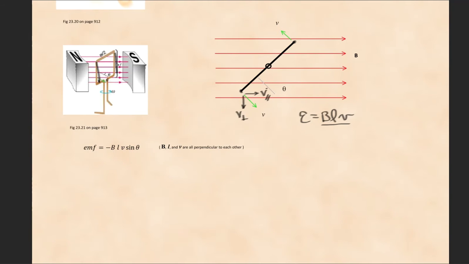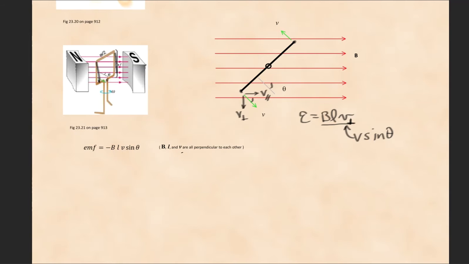And so the perpendicular velocity, if I look at the construction here, this is theta, which means this is theta. And so the perpendicular velocity, this guy right here, is going to be v sine theta. That's v perpendicular. And so the EMF then is BLV sine theta, because it's the perpendicular velocity that creates the induced EMF.